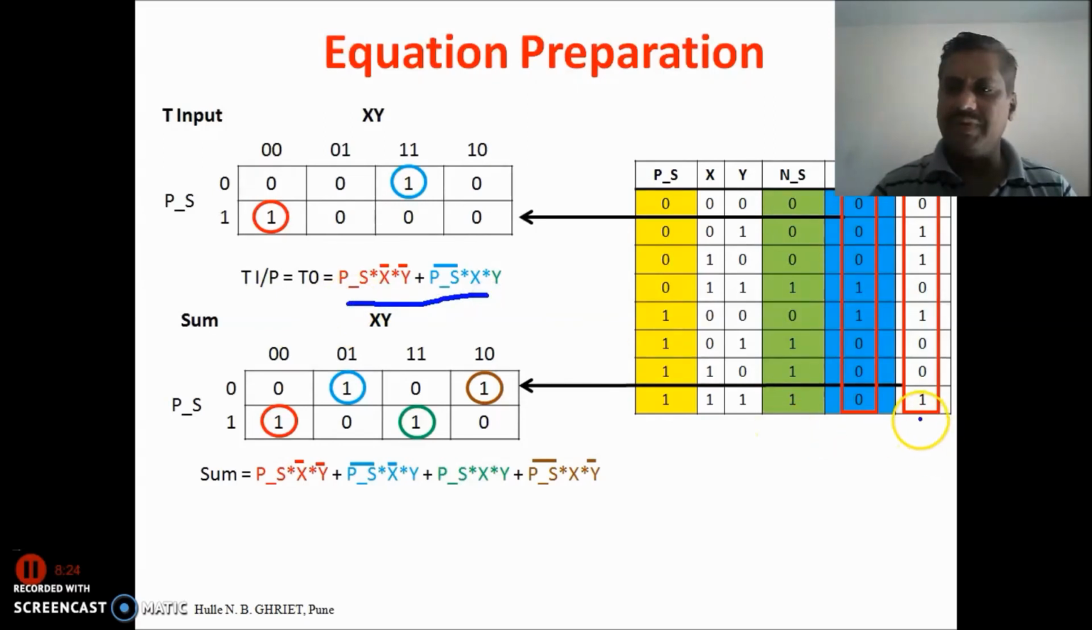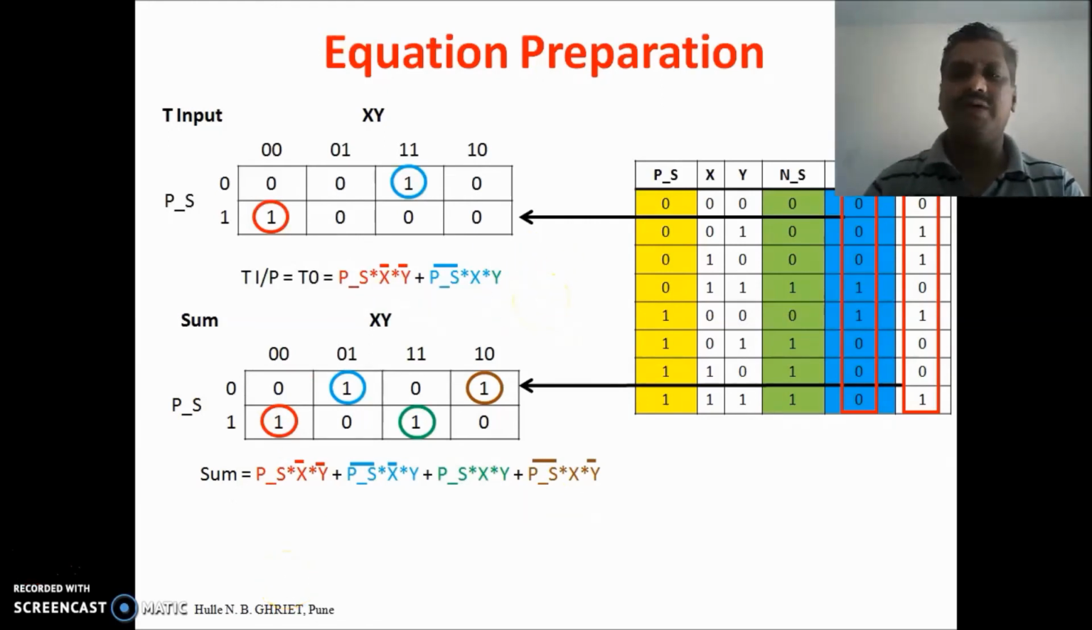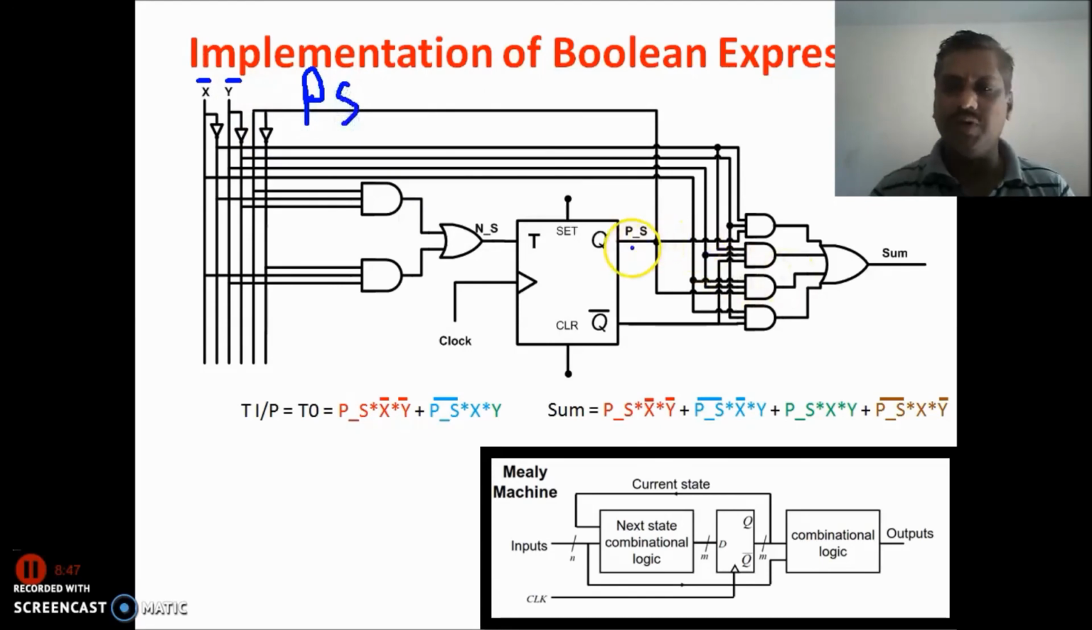Similarly we will prepare the equation for the sum. The entry will be something like this, and we have these equations. By using these 2 equations, we are able to prepare the circuit diagram. Here, this is the final circuit diagram. In this case, we have X as the input, Y as the input, and another input is the PS, that is the present state of the machine, which is the output of the memory element, and the input to the memory element is the next state of the flip-flop.